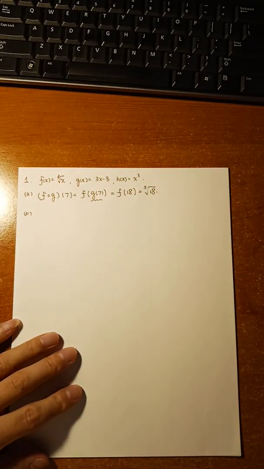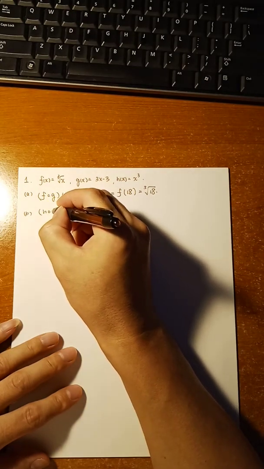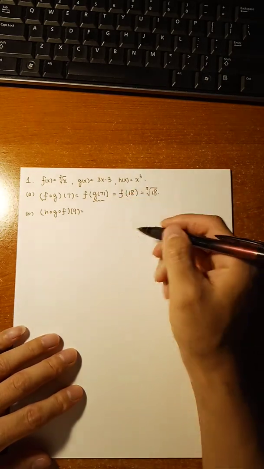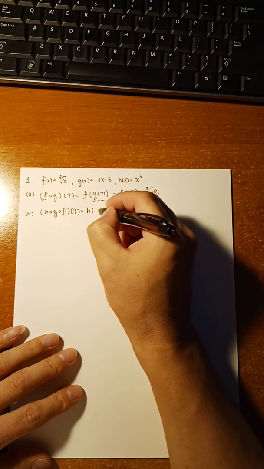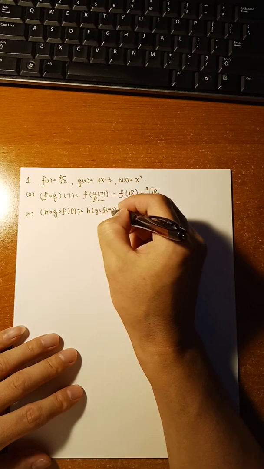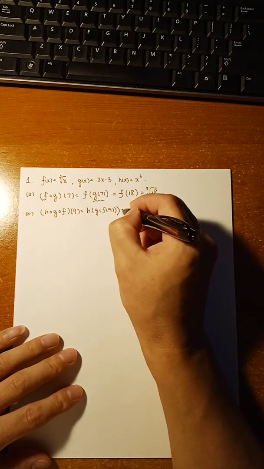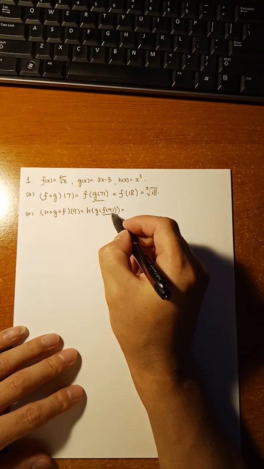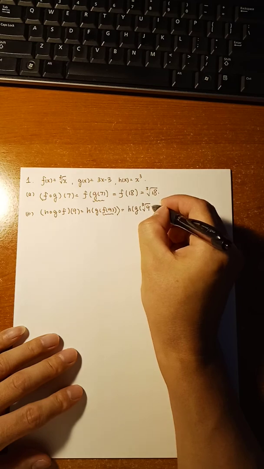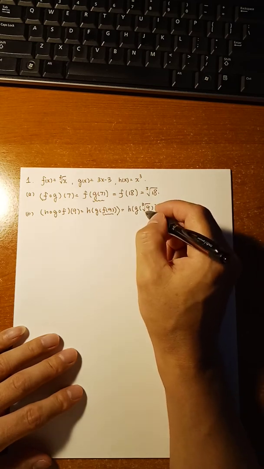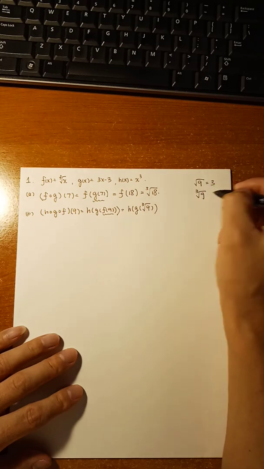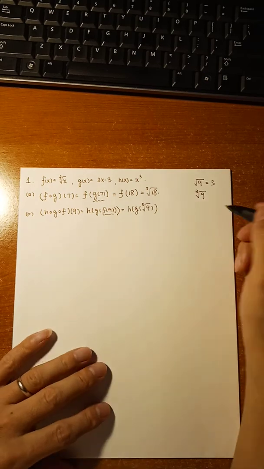Okay, B, h compose g compose f of 9. It's just longer, but it has the same idea. You apply f to 9, you get a value, then you apply g to this value, and then you apply h to the second value. So f of 9 is cube root of 9. Be careful, cube root of 9 is not 3. Square root of 9 is 3. Cube root of 9 is cube root of 9.